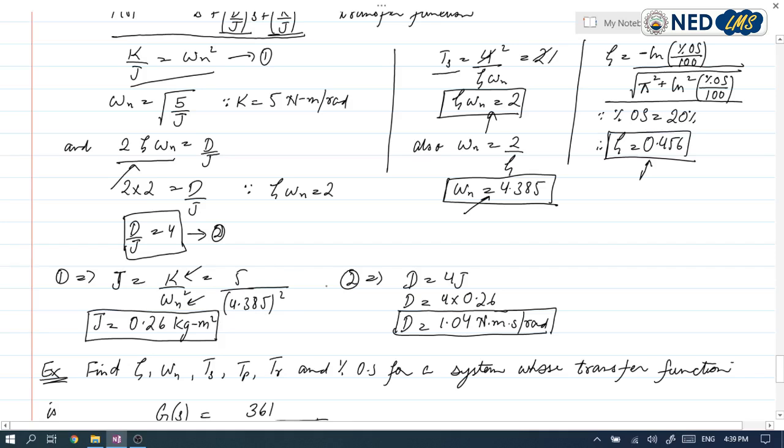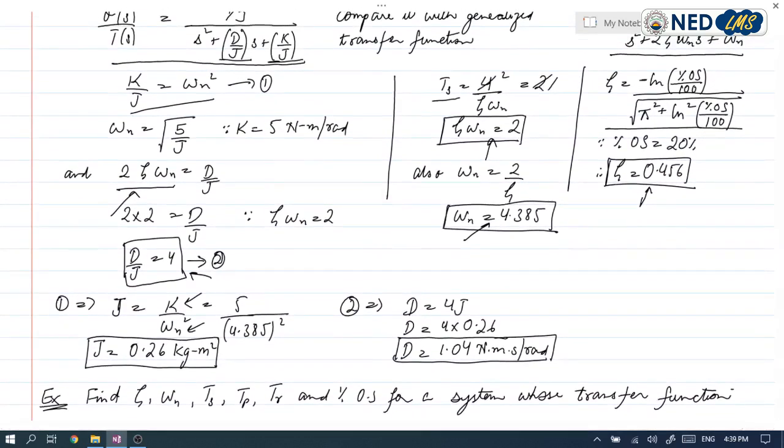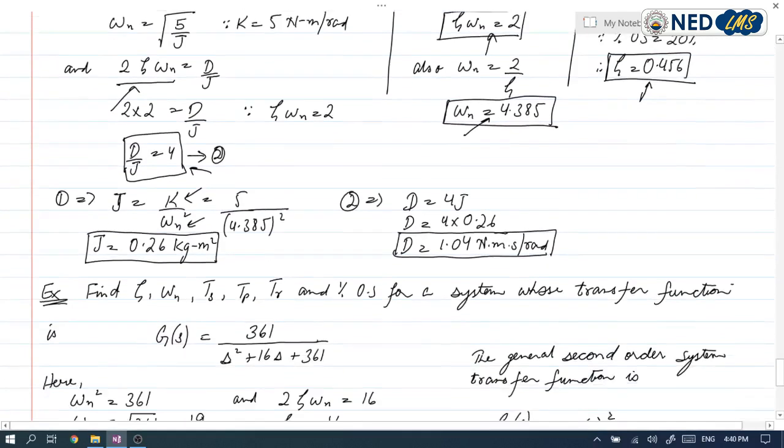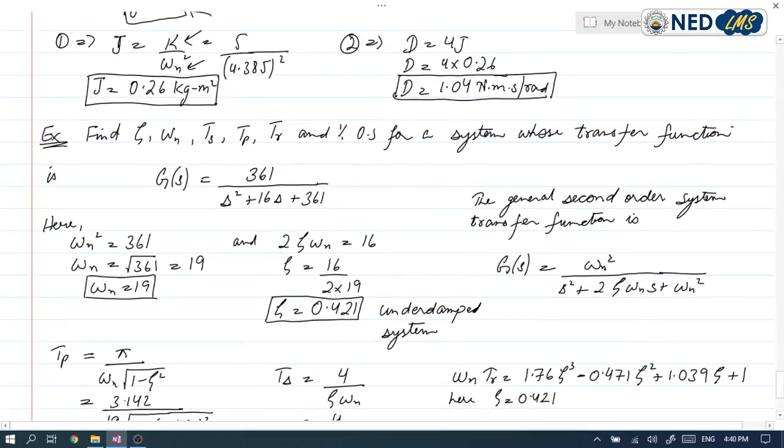And then for the value of D we use equation 2, and in equation 2 there is only one value which we have to put here, which is J. So by putting the value of J, the value of D is evaluated as 1.04 Newton meter second per radian. So in this example we have designed the values of J and D, and for that we were given the values of settling time and overshoot. And we have another example. This is a very simple example.